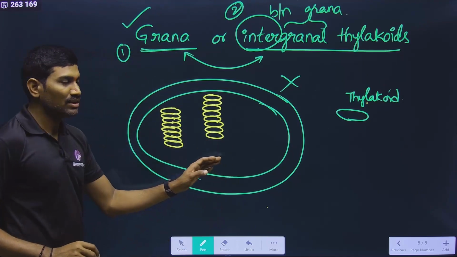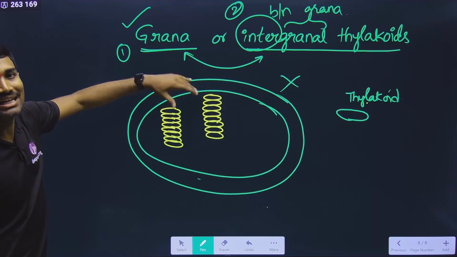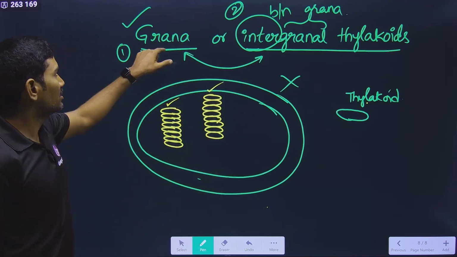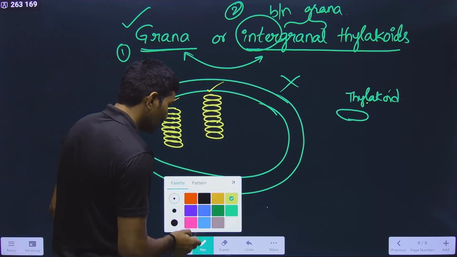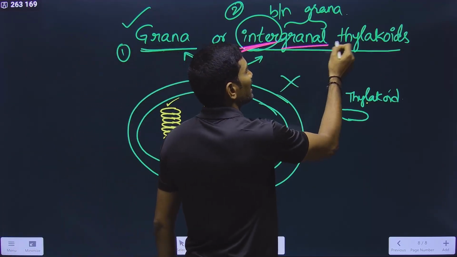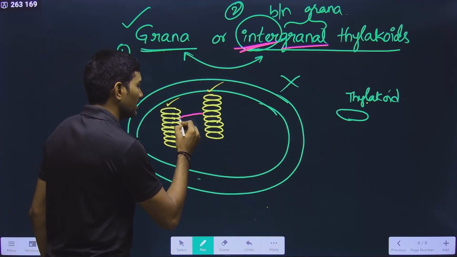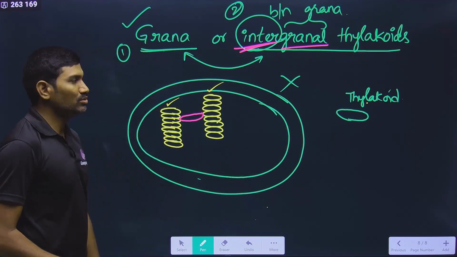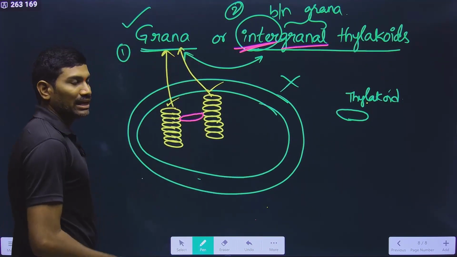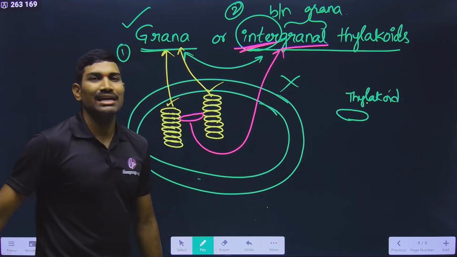This is also granum. If you are talking about both of them, plural, what will you say? Grana, you will say. So in this way thylakoids are present as grana, or they are present as intergranal thylakoids. Inter means between the grana also thylakoids are present. This is one granum, this is one granum. Between the grana also thylakoids are present. Understood or not? So thylakoids are present as grana or as intergranal thylakoids.